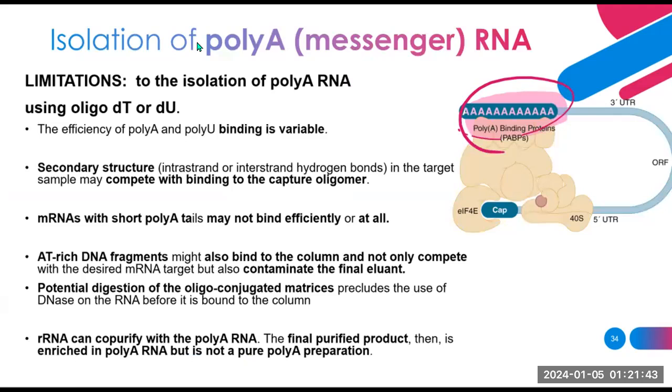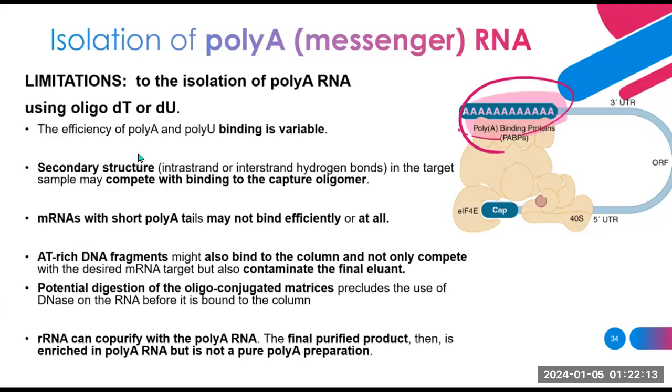So, the isolation of poly-A or messenger RNA. Here are the limitations to the isolation of poly-A RNA using oligo-dT or dU. What do we mean by oligo-dT? Oligonucleotides, and dT for deoxythymine and dU for deoxyuridine. So again, oligonucleotide, deoxythymine, and deoxyuridine. So these are the limitations.